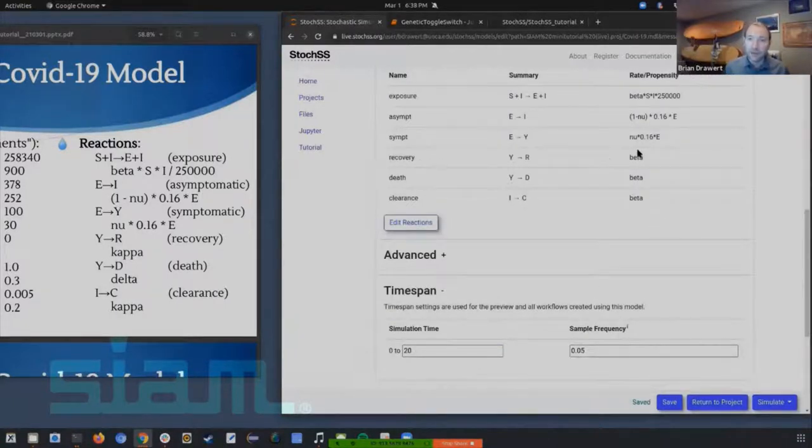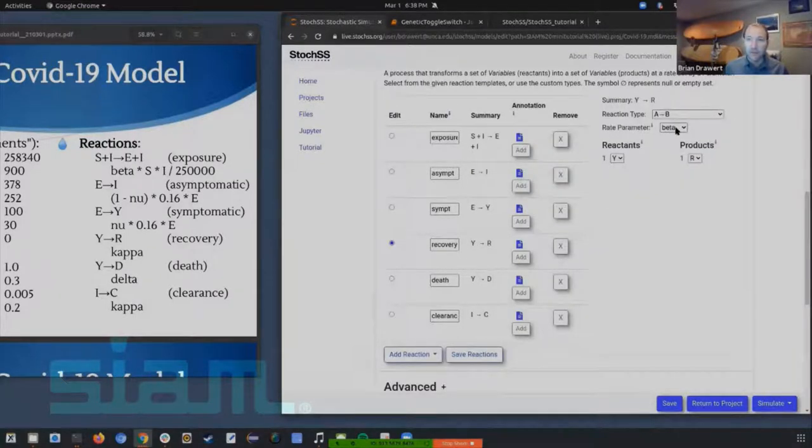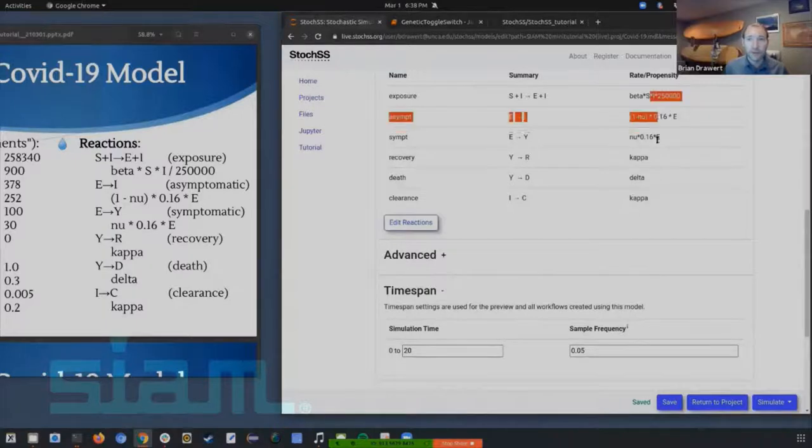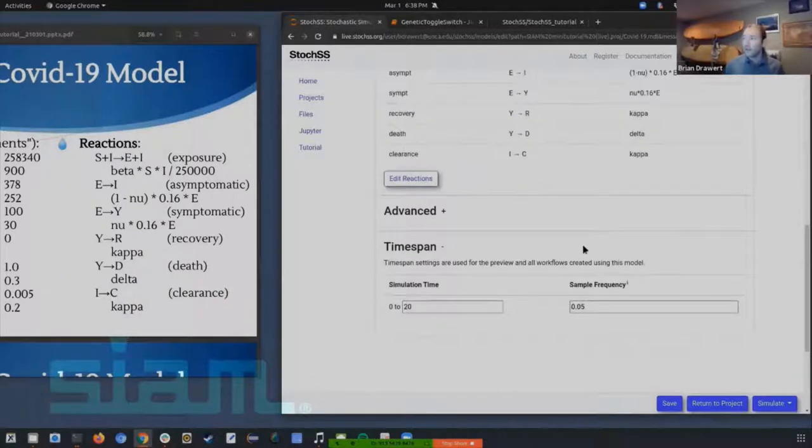Oop. But I didn't actually change the parameter on any of these three, so that's a problem. We'll jump back here. This is supposed to be kappa. This is supposed to be delta. And this one is supposed to be kappa. Save reactions. Double check all this. Looks correct, perfect. So let's see, I think I want to go out to 100 and I'll make this every half a time point. Simulate, preview.